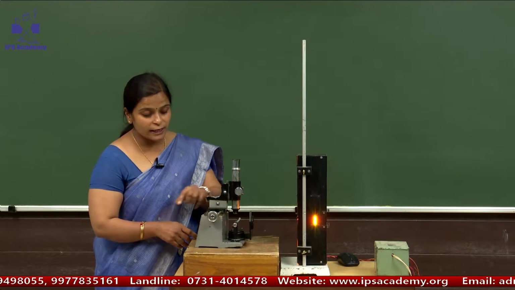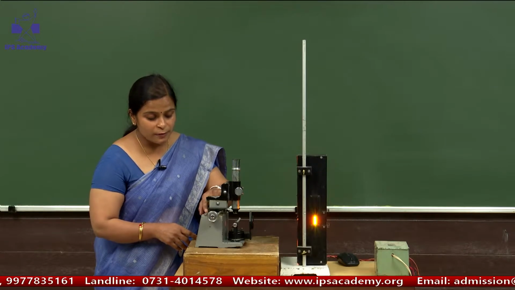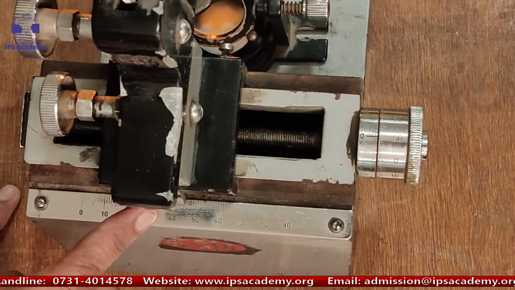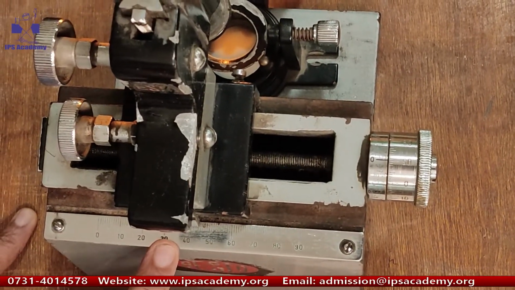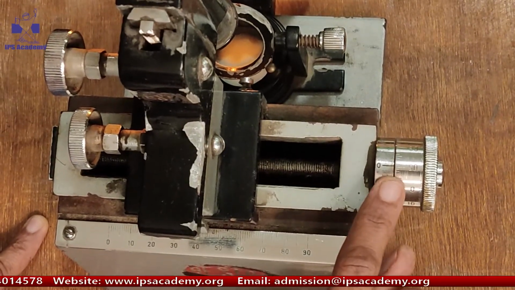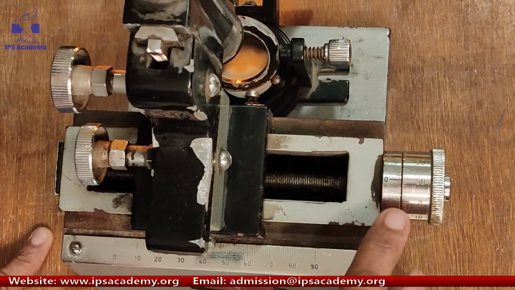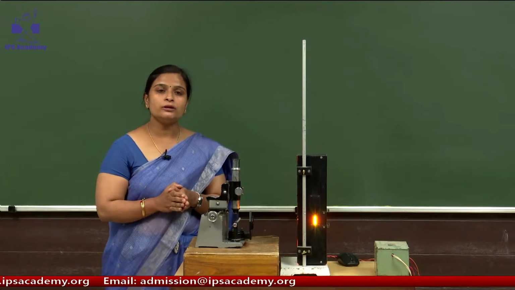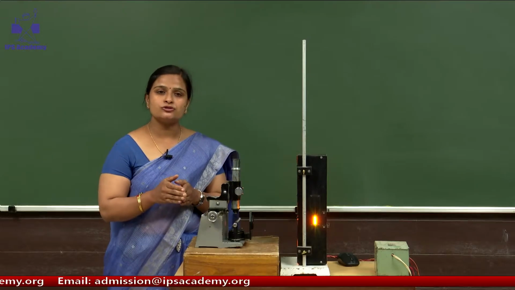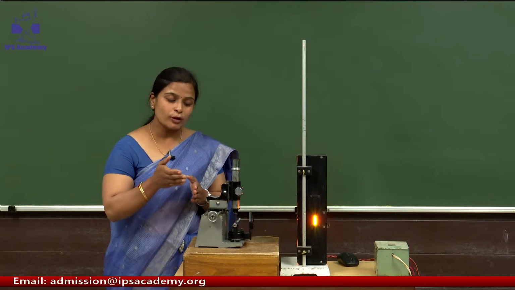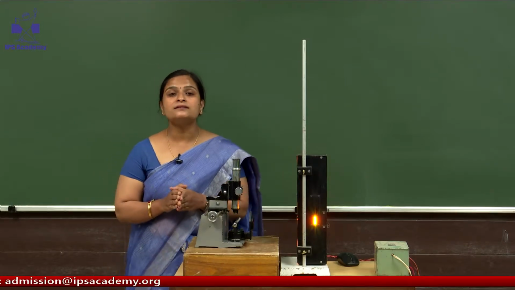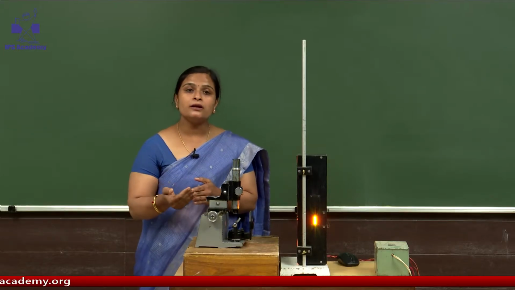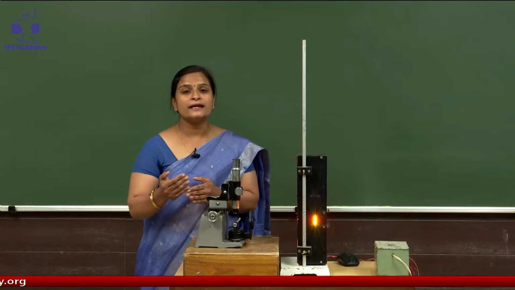And again we can take the reading when the 0 matches with the main scale value, that is here 39. 39 is the main scale reading and 0 is matching with the second division. So 39 is the main scale reading and second is the circular scale reading. So we have to multiply the least count with the circular scale reading, that is 2 into 0.01. Then we have to add this to the main scale reading, that is 39. So we have 39.02 mm. This is our reading of the fifth ring on the right hand side.